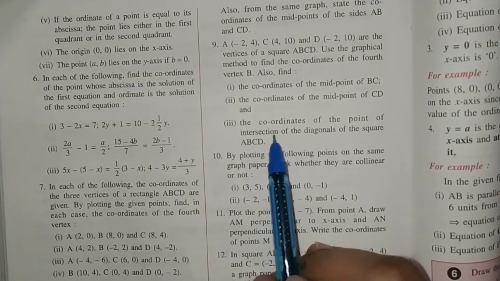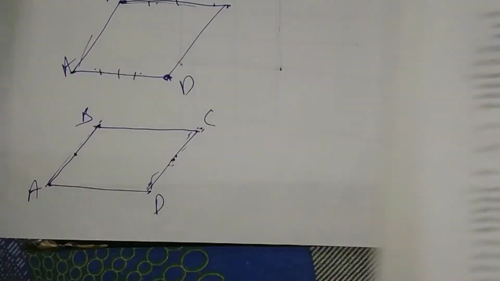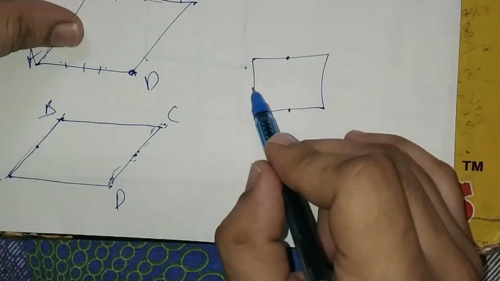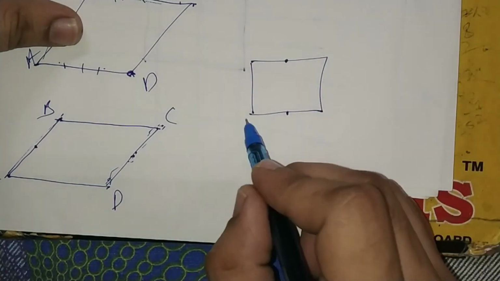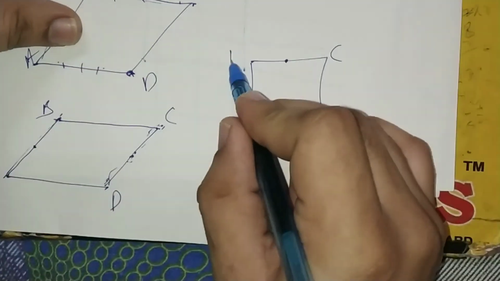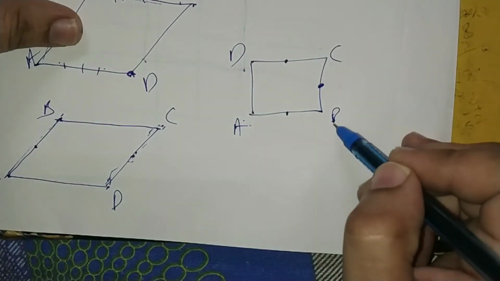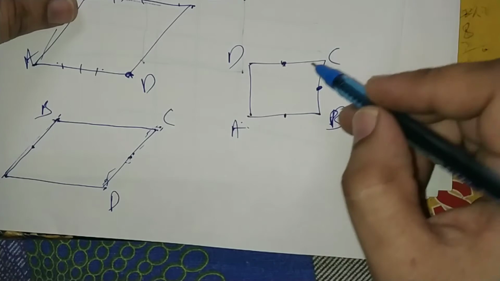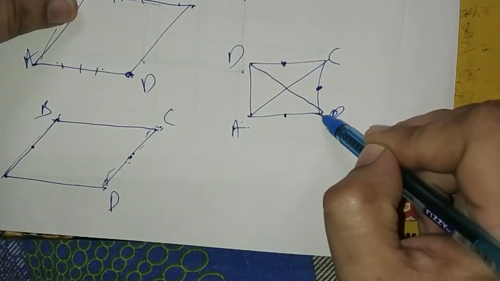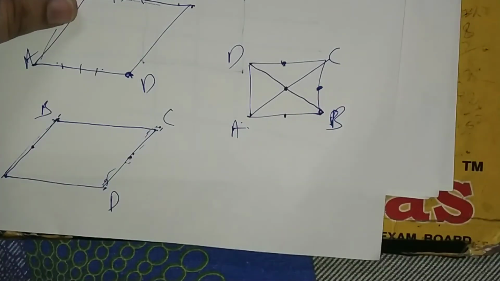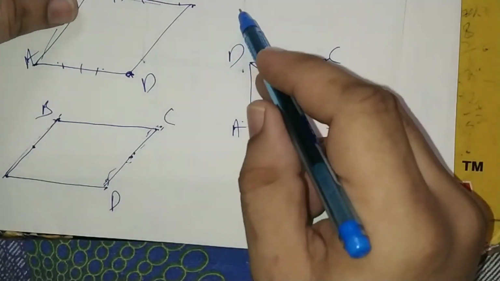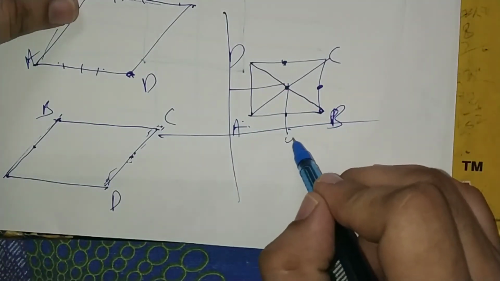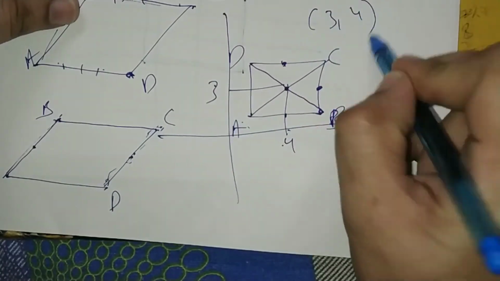The coordinate of the point of intersection of the diagonals of the square. Suppose this is your square, just find the midpoints first. So A, B, C and D, they are asking about the midpoint of BC. This is the midpoint of BC, and this is the midpoint of CD. Then they are asking about the coordinate of the diagonal intersection. Just join the diagonals with the scale. So this is a point. Now just check the coordinates of this point according to the x-axis and y-axis, where this point lies. So for example, this is 4, this is 3, then the point will be 3, 4.